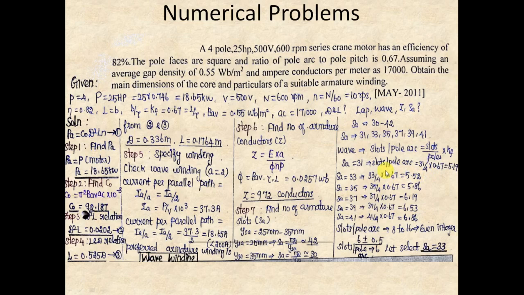So we will calculate the value of slots per pole arc by making the substitutions in this relation, and we will see which of them will give the value an integer plus half. So when the armature slots is 33 and when the armature slots is 39, we will be getting the slots per pole arc value as integer plus half, 5.5 and 6.5. So it's clear that we must choose either 33 or 39 from this range of slots.